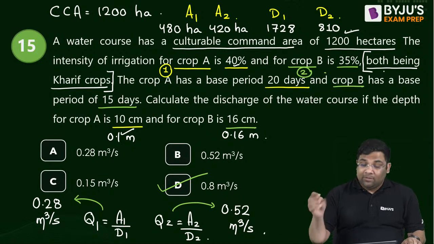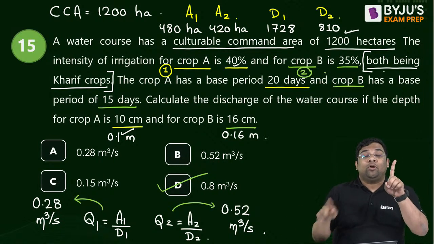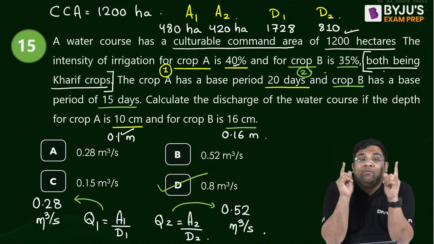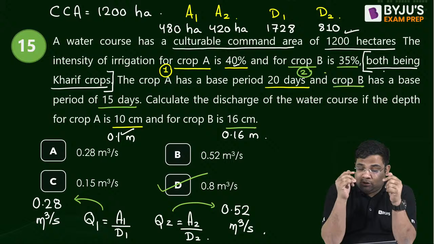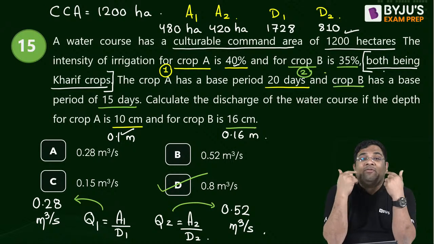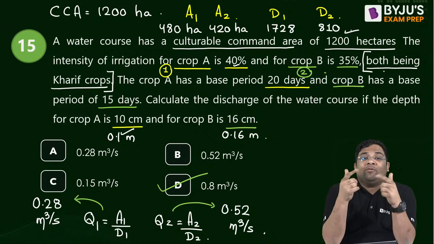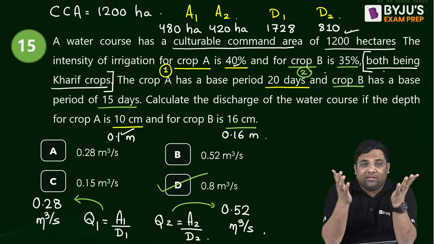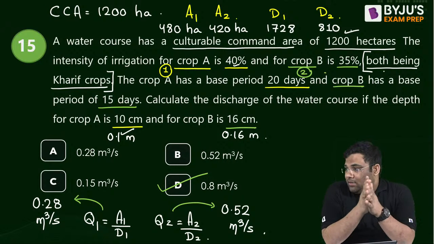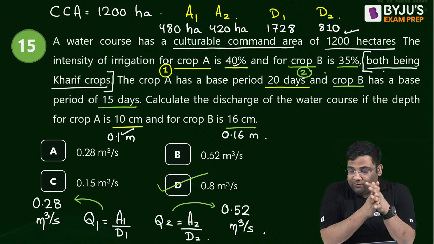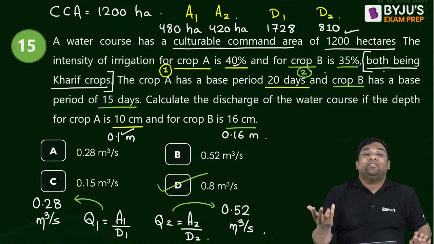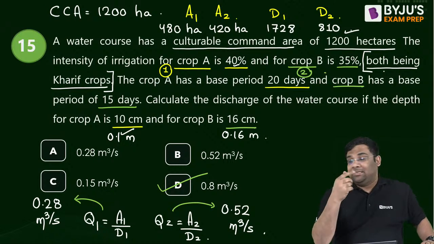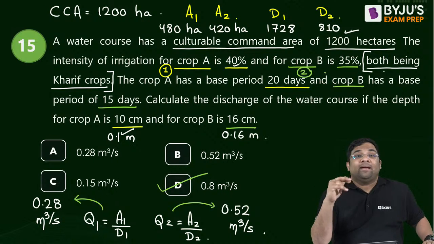Very easy. Now the same question, if the two crops belong to different seasons, then what would have been the answer? Tell me in the comment section. If both the crops are of two different seasons, then what will be the right answer? Please tell me in the comment section. 0.52, the maximum one, right?